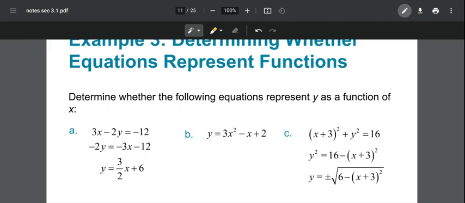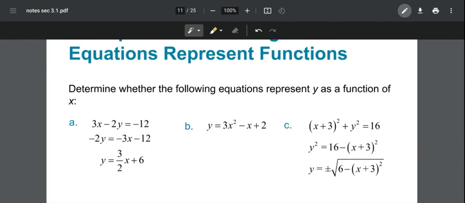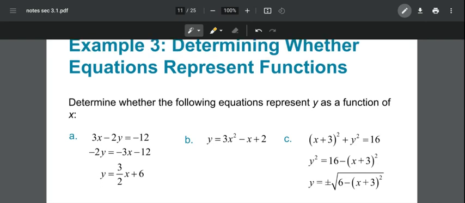So example A, it's a function, and I quickly know that because the y variable has exponent equal 1. So when the y variable is being raised to an odd exponent, always a function. Example B, this is a function, the y variable is being raised to the exponent 1, odd exponent, function. Example C is not a function because the y variable is being raised to the power of 2, even exponent, so not a function.